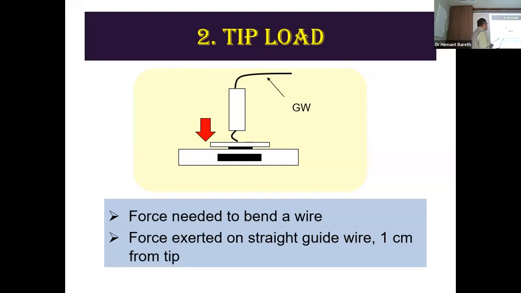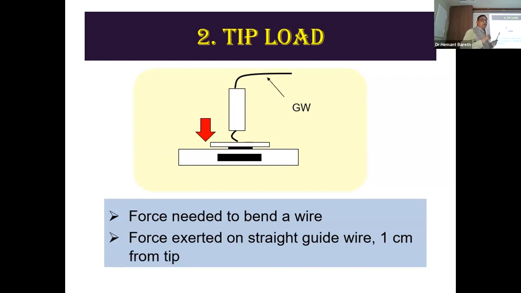What is tip load? It is the force needed to bend the tip of the wire at 10 mm. Lateral support is 100, some people say 100, some people even take 150, 160. At that point, the force required to bend may be different, but some people say 160 is the force, or 100. So depending on that. But this is standard: 10 millimeter from the tip, the force required to bend that tip. So that is the tip load.